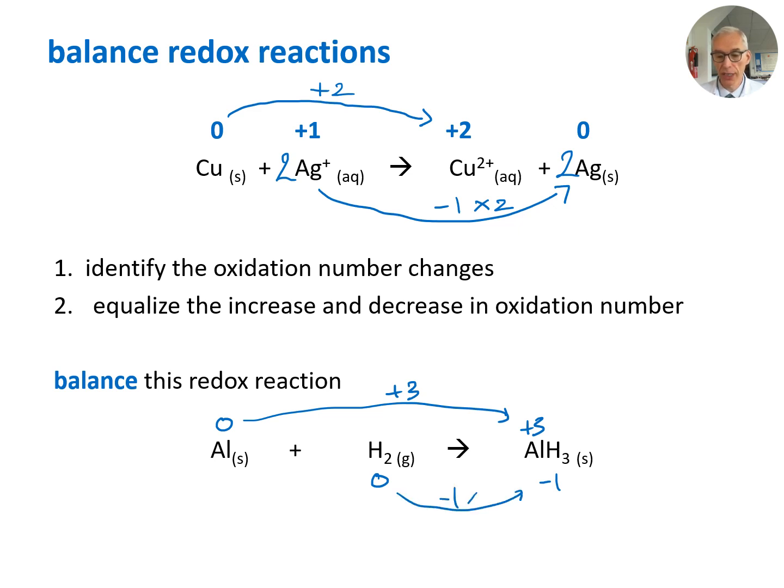We need to multiply this change by 3. So we need 3 over 2 hydrogens, or we can multiply through by 2. But we've got 3 hydrogen atoms here. So 3 hydrogen atoms starting at 0 turn to -1. So our total is -1 times 3. So we have equalized the oxidation number changes, an increase of +3 and a total decrease of -3.